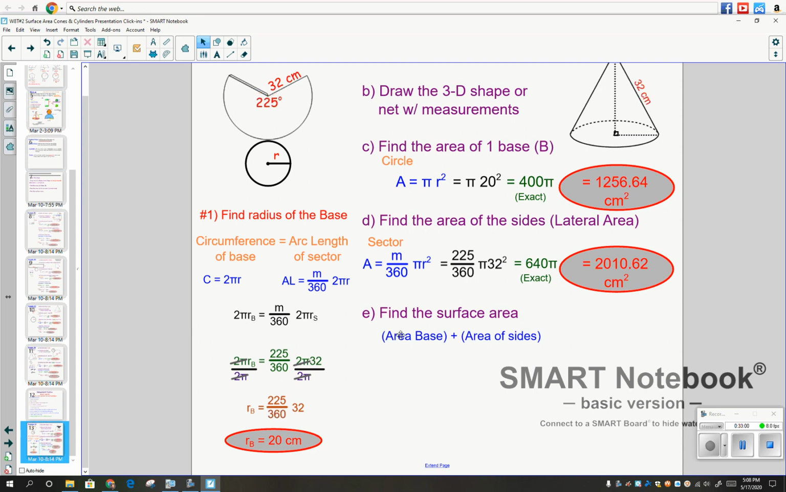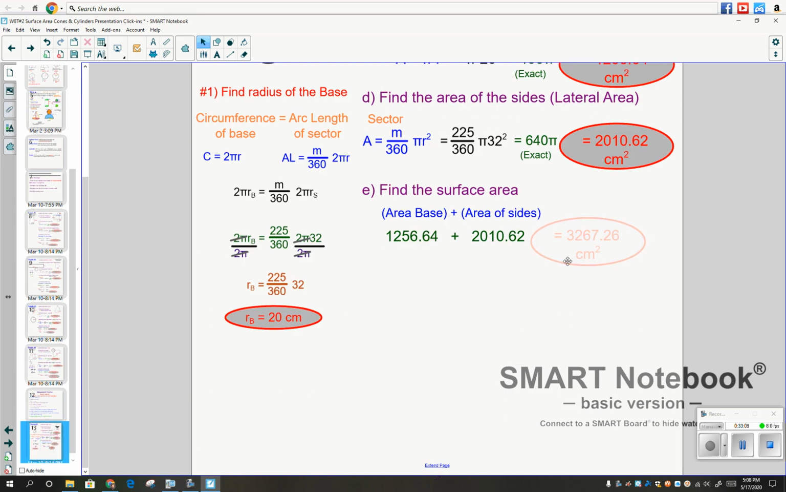Find the surface area. It's the area of the base plus the area of the sides. 1256.64 plus 2010.62, which ends up being 3,267.26 centimeters squared. If I wanted the exact, it'd be 400 pi plus 640 pi, which is 1,040 pi square centimeters. So that is week 8, task number 2, surface area of cones and cylinders.